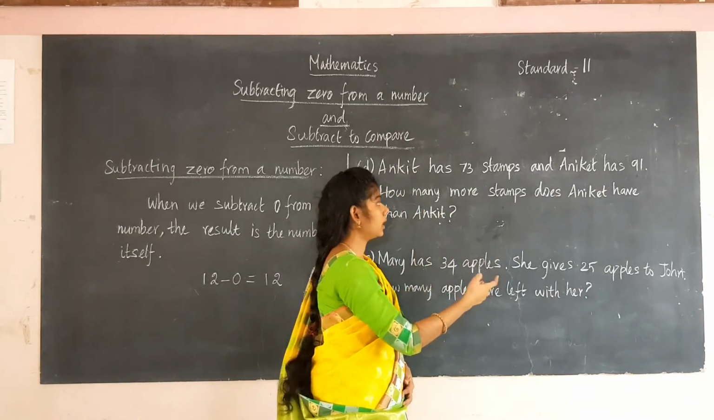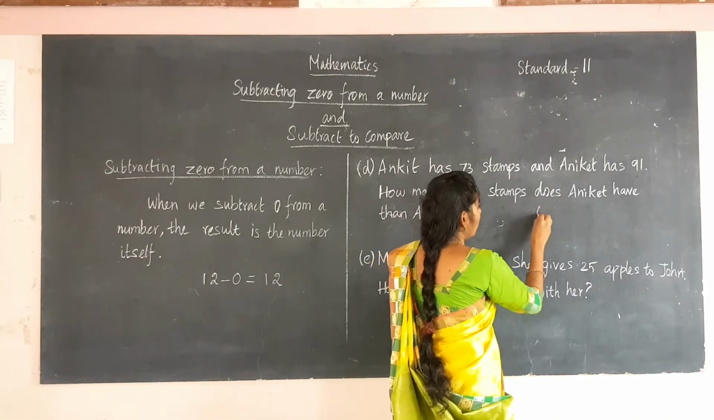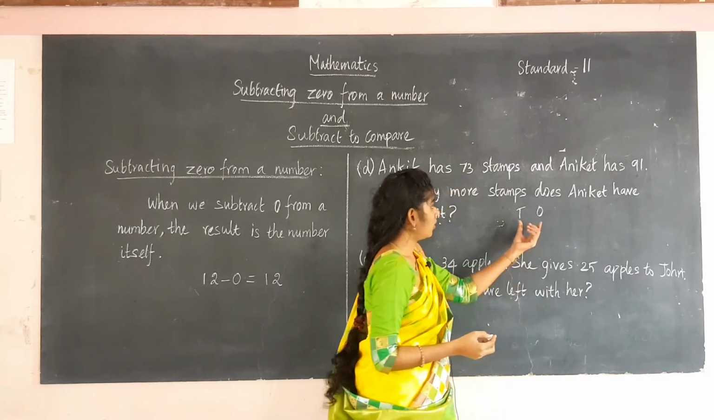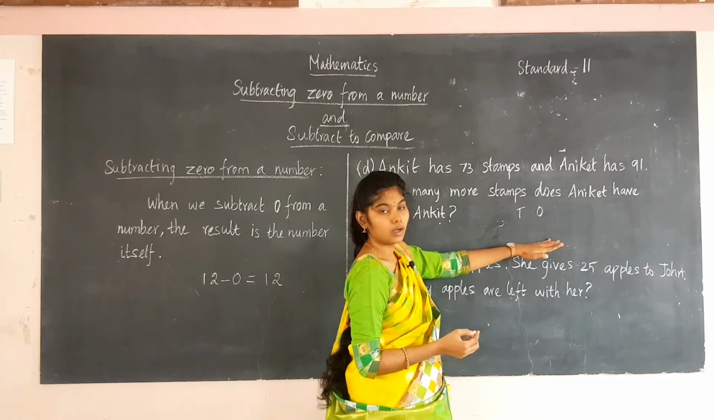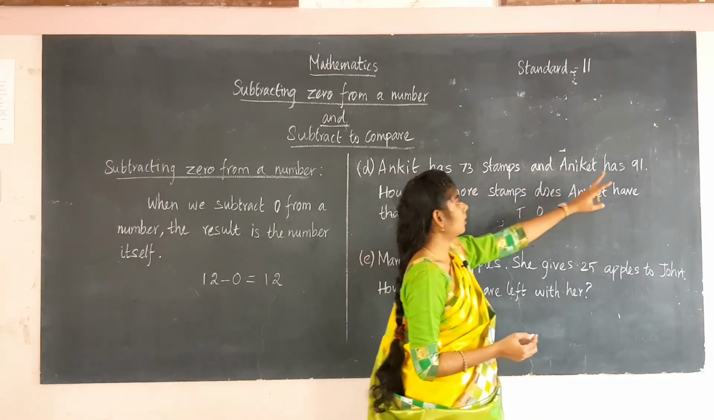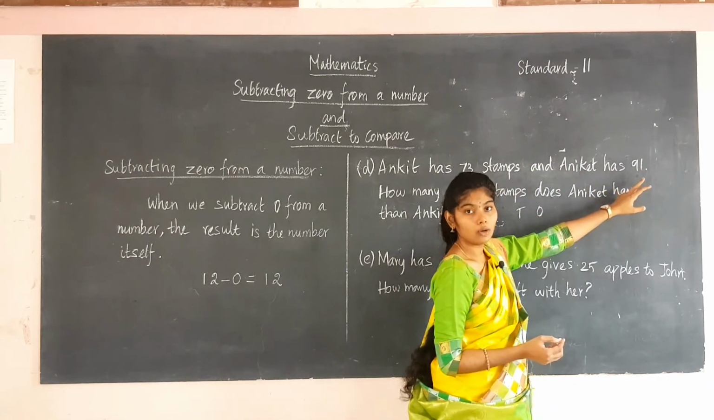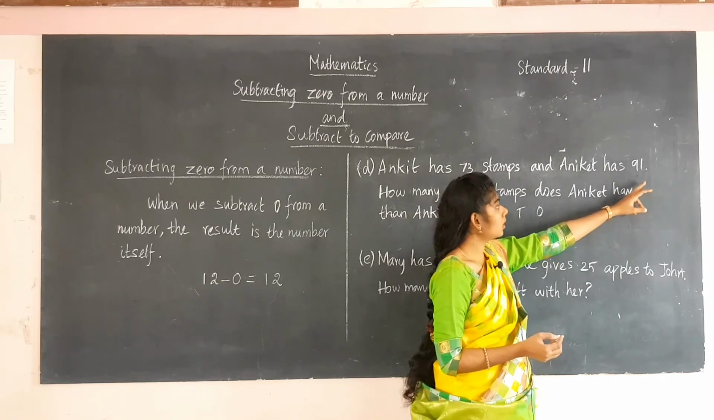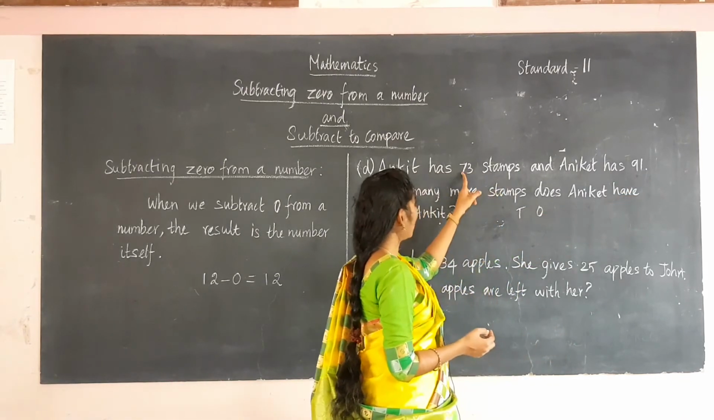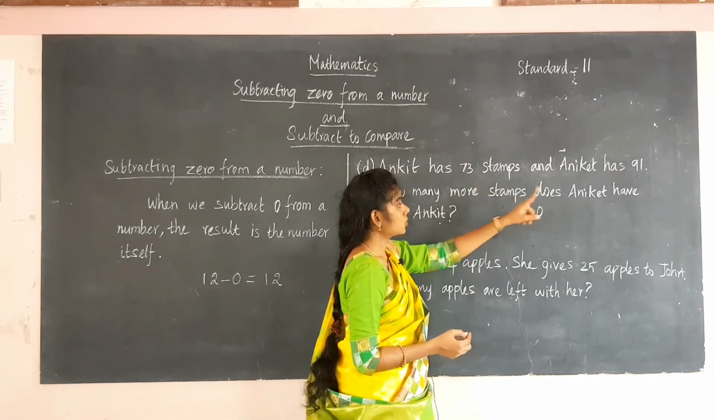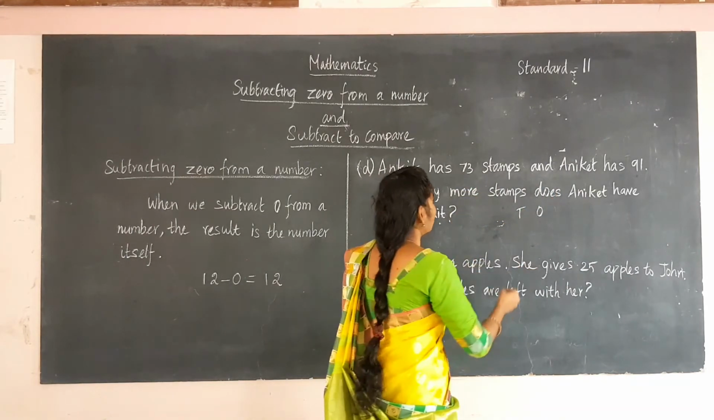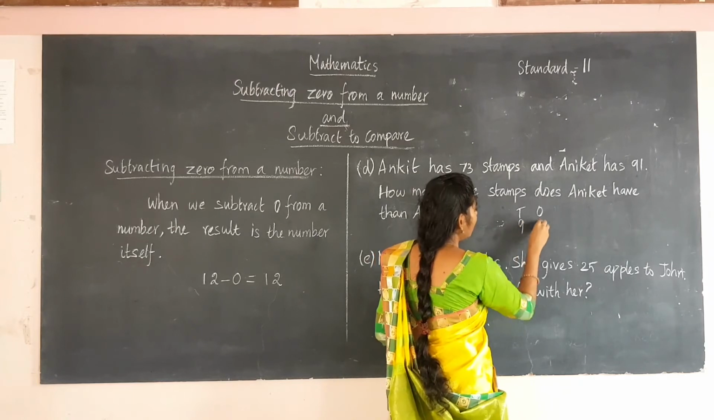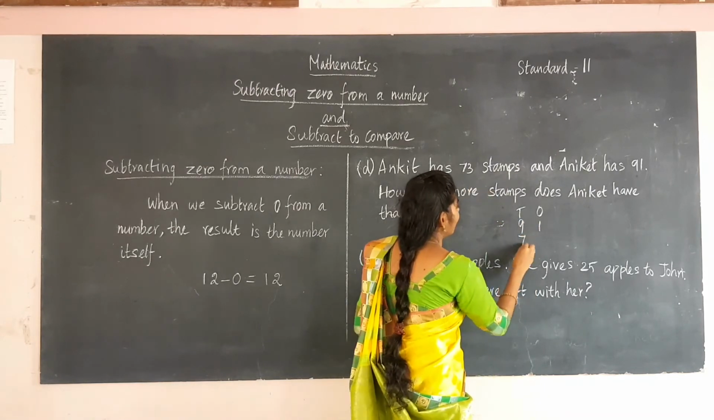Next, we have to give the places, the ones place and the tens place. First we give the places, and then only we fill in the numbers. Here we have to compare the numbers, so first we write the greatest number. Here the number is 91 and here is 73. So write 91 first and then 73 next.